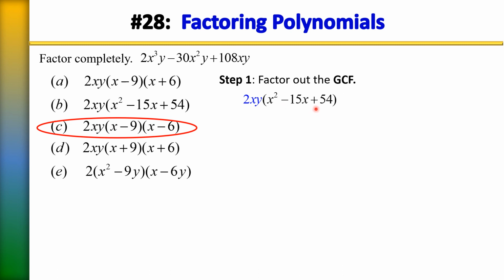Remember, if the back end is a positive, that means the signs are the same. What kind of signs? The middle term tells us that they're going to be two negatives. So we are looking for a pair of numbers that when we multiply them, they equal positive 54. Those same two negative numbers, if we were to add them together, they would equal our middle term of negative 15. So what are those two negative numbers? That's correct, negative 9 and negative 6. So we're going to just go ahead and factor the trinomial, and there we have factored it completely.